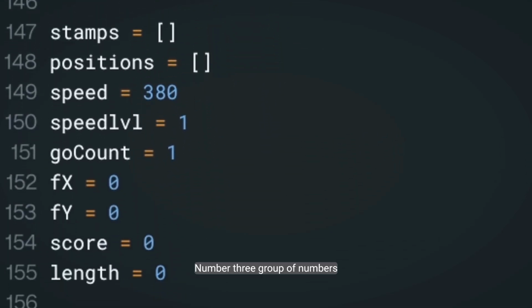Number 3, group of numbers. Stamps will store the positions of the snake body. Positions will help the game not spawn food on the snake's body. Speed stores time between every move of the snake. Speed level stores speed in the form of levels from 0 to 20. Go count helps to update the play and pause button. FX and FY are current coordinates of the food. Score stores the number of food eaten by the snake. Length stores the length of the snake.